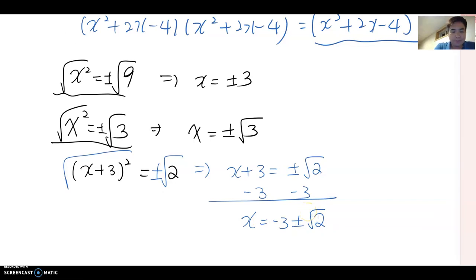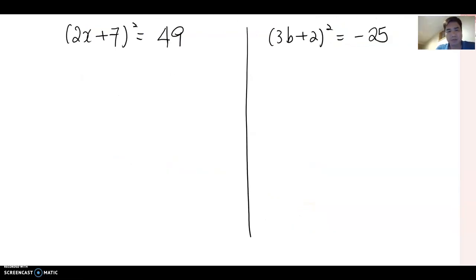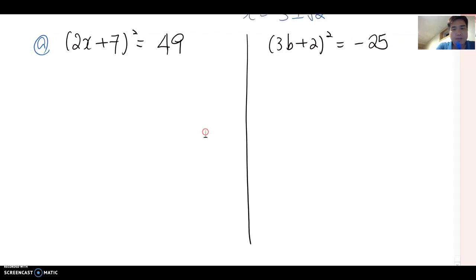Okay? So let's look at the following two problems. The first one, (2x plus 7) squared equal to 49. To make it easy to see, I'm going to name it A here. Okay. So we do the same thing here. Basically, to solve these questions, you're taking the square root on both sides, right? Then don't forget plus and minus here. Then this is going to be 2x plus 7 equal to plus and minus 7. Okay.